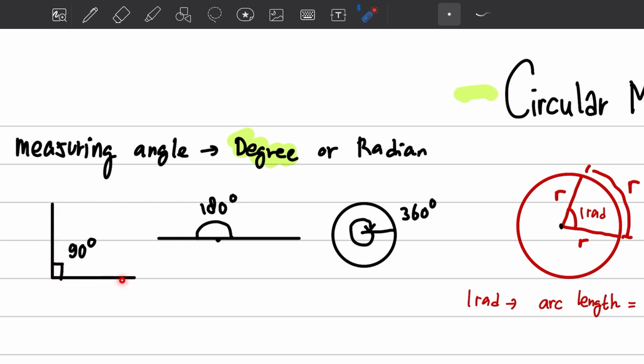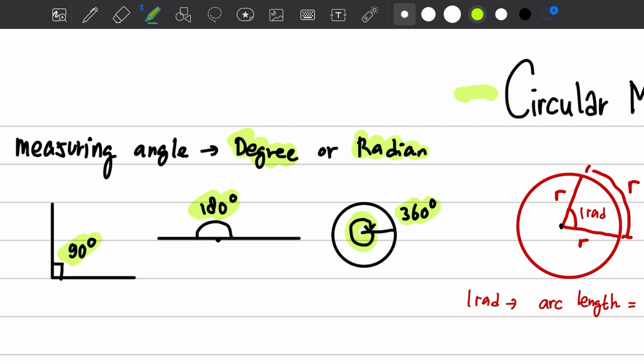The first one, we have two lines that are perpendicular to each other. We say that the angle between them is 90 degrees. Or if we have a line, our angle is 180 degrees. Or if we have a circle, one full rotation, we say that the angle is 360 degrees. Now, in this chapter, we will focus on measuring our angle using the second way, which is radian.